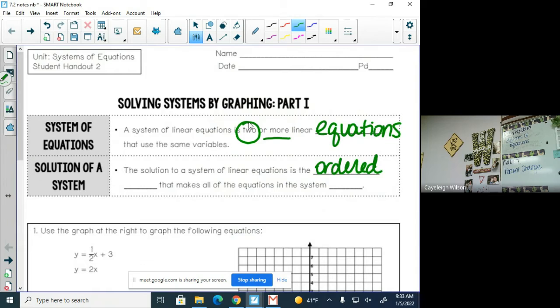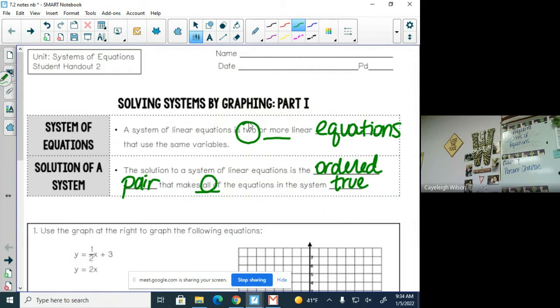So from an ordered pair that makes both of the equations true. So it makes all of the equations in the system true. And that'll be the way that you can check them. So once you get your answer and you're like, man, I really don't know if that looks right, if it's the right answer, when you plug it in, it would make both equations correct.